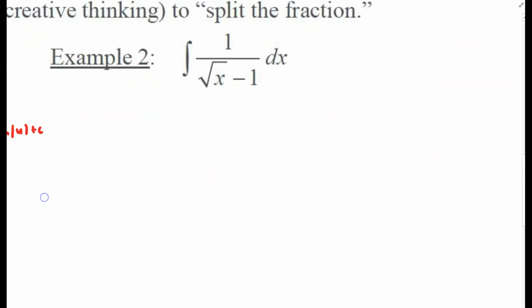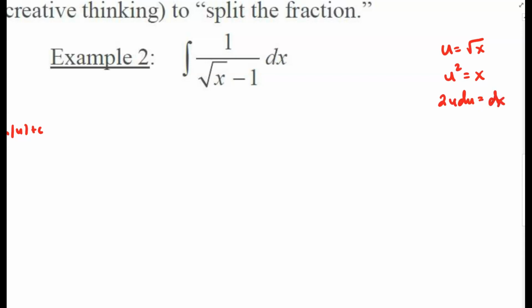Here is example number 2. Now, example number 2, if I was going to go ahead and do long division, that would not get me anywhere. So what I'm going to do is I'm going to use u substitution, and I'm going to let u be equal to the square root of x. So therefore, u squared is equal to x if I went ahead and squared both sides. And therefore, if I took the derivative, 2u du is equal to dx.